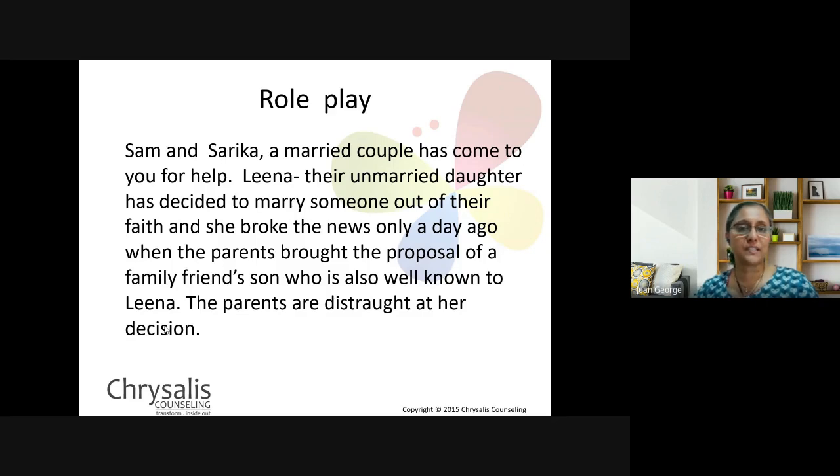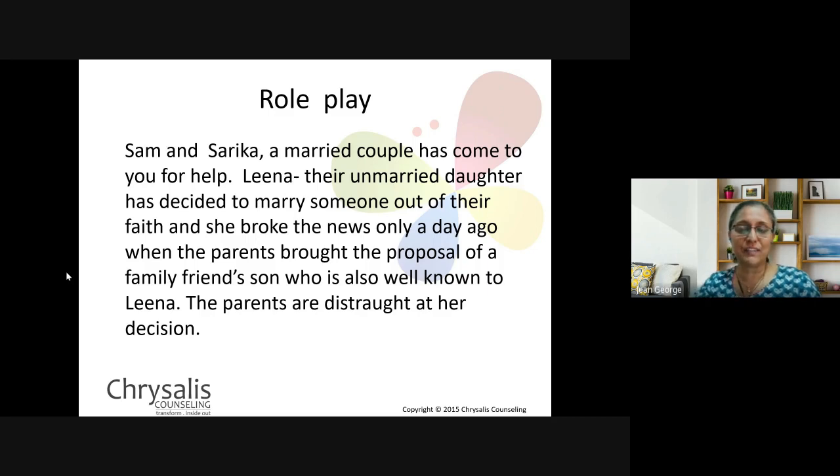Their daughter has decided to marry someone out of their faith, and she's just broken the news only a day ago when the parents brought the proposal of a family friend's son who is also well known to her. So the parents are really upset at that decision, and they've come to you for help. So this is just an example that I would want to bring up, and maybe look at ways of how we can help to resolve this.